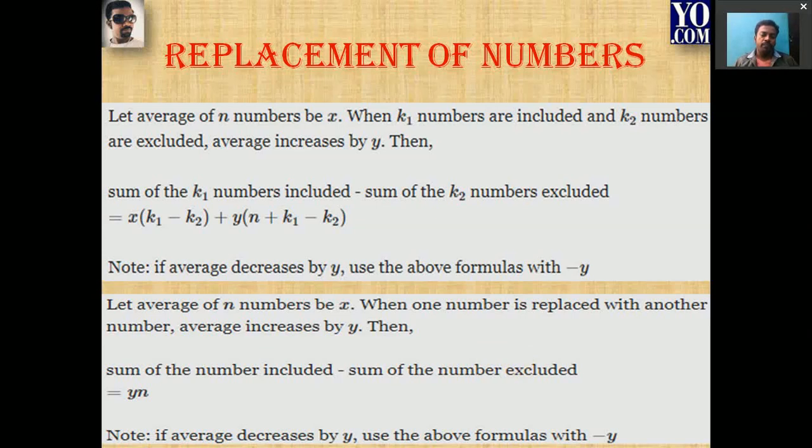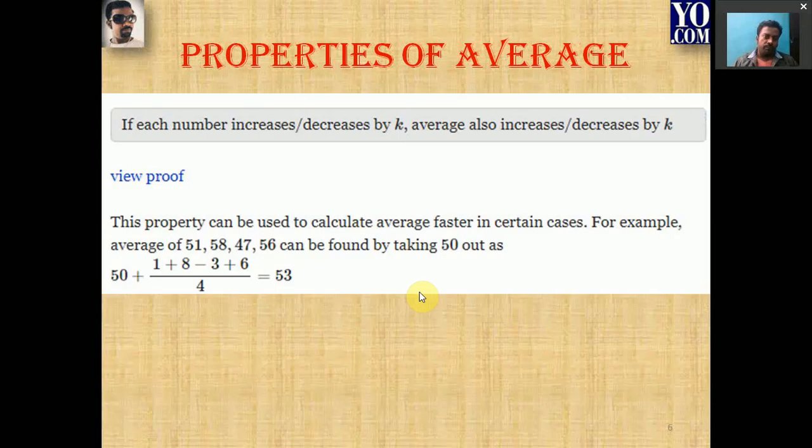Let the average of n numbers be x. When one number is replaced with another number, and the average is increased by y, then the sum of the number included minus the sum of the number excluded is equal to y n. Here also the same scenario: if the average is decreased, you have to put minus y. Then properties of average.